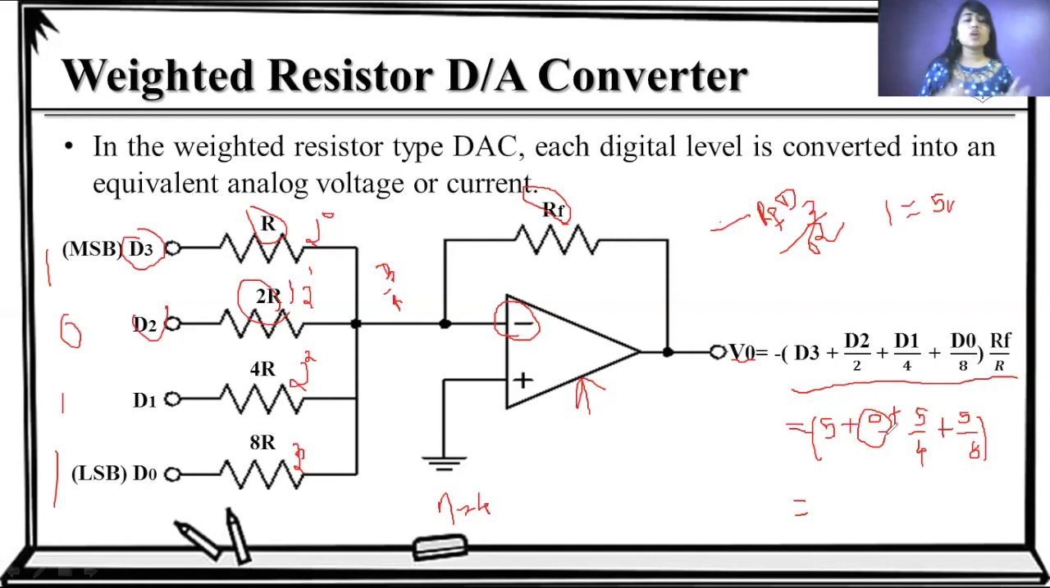So this is how we can convert this binary pattern into analog voltage using a weighted resistor, because here each and every resistor has a different weight. For example, for D3 we have R, then for D2 we have 2R, then for D1 we have 4R, then for D0 we have 8R. So this is how we can convert digital into analog output voltage using a weighted resistor.